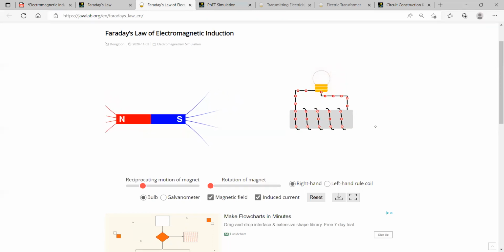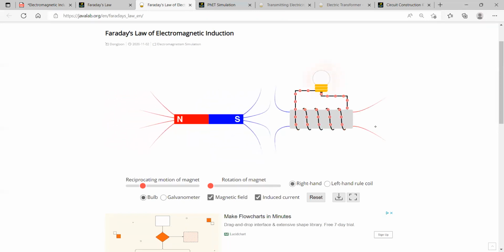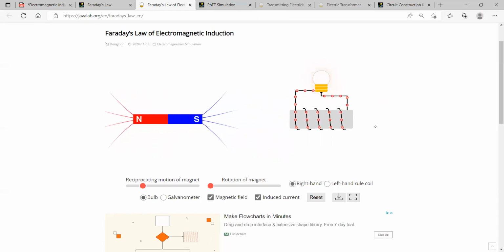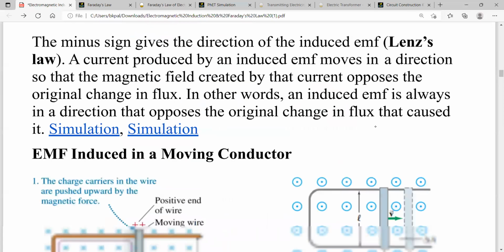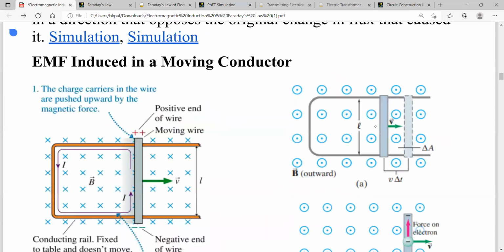Lenz's law tells us that the original magnetic field and the magnetic field produced by the induced current should be opposite of each other. Okay, all right. The next thing I'm going to talk about is the EMF induced in a moving conductor.